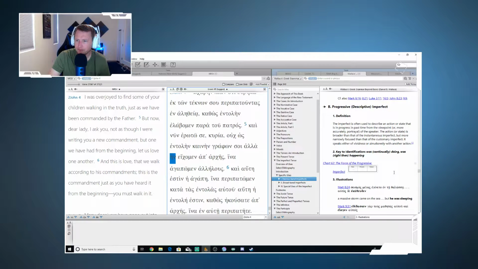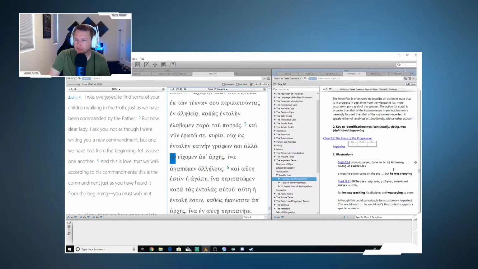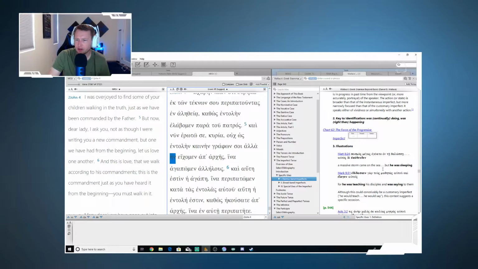Descriptive imperfect. The imperfect is often used to describe an action or state that is in progress in past time from the viewpoint or more accurately portrayal of the speaker. The action or state is broader than that of the instantaneous imperfect, but more narrowly focused than that of the customary imperfect. It speaks either of vividness or simultaneity with another action. Continually doing was right then happening.